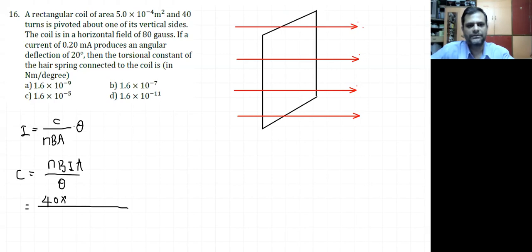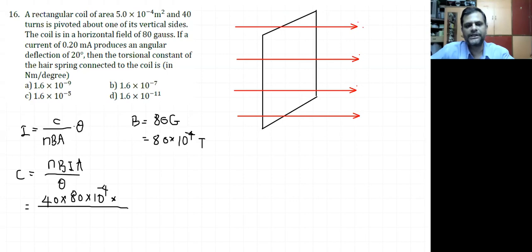Magnetic induction is already given to be 80 Gauss, but don't forget to convert it into SI units. 1 Gauss happens to be 10 raised to minus 4 Tesla, and that's why we can just write it as 80 into 10 raised to minus 4 Tesla. Okay, so then we can replace this here. So here it will be 80 into 10 raised to minus 4, and that is to be multiplied with current, which is already given to be 0.2 milliampere. Again, convert it into ampere.